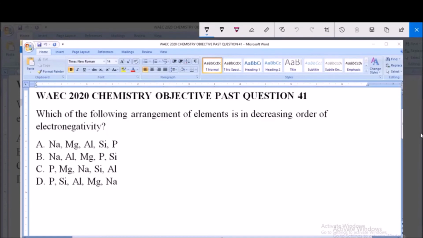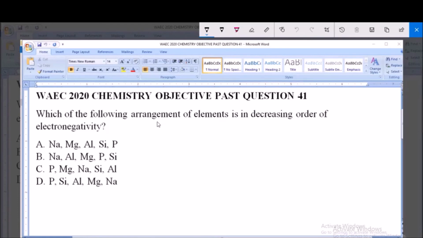Which of the following arrangements of elements is in decreasing order of electronegativity? So you have various orders. Option A: sodium, magnesium, aluminium, silicon, phosphorus. B: sodium, aluminium, magnesium, phosphorus, silicon. C: phosphorus, magnesium, sodium, silicon, aluminium. D: phosphorus, silicon, aluminium, magnesium, sodium.